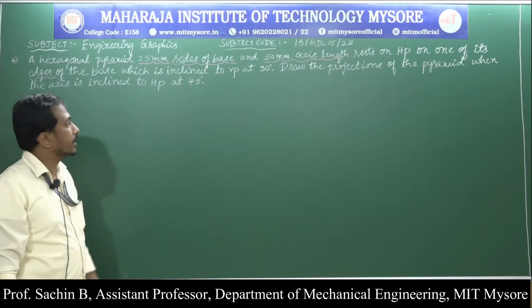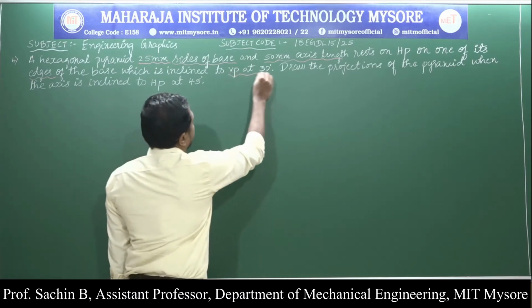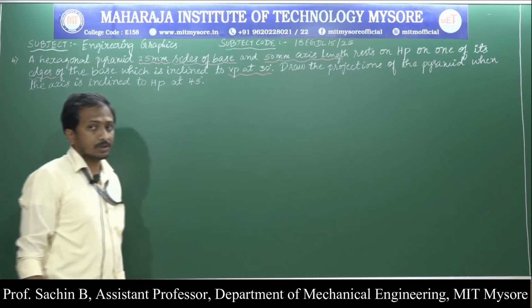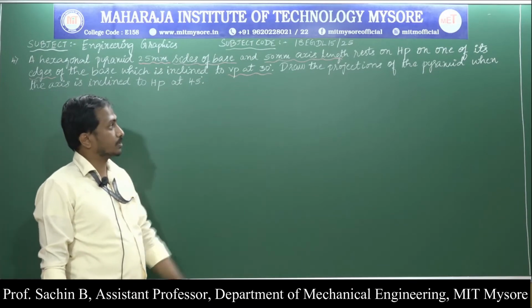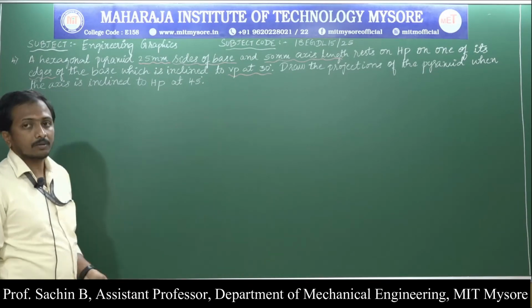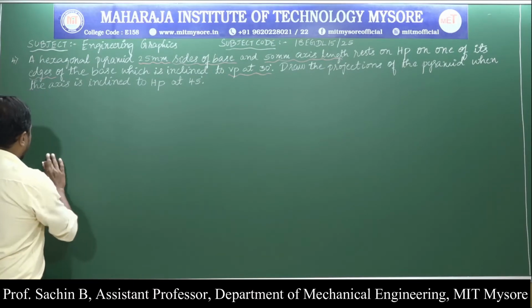That edge is inclined to VP at 30 degree. This case will be solved in the last position, meaning this is the inclination given with reference to the last position. Till here, first I will construct the problem. First I will go for drawing the axis line.